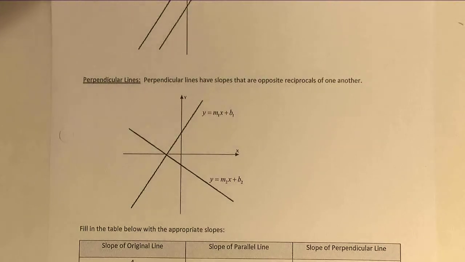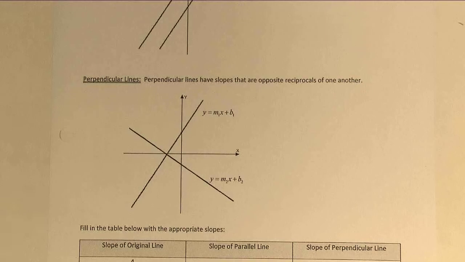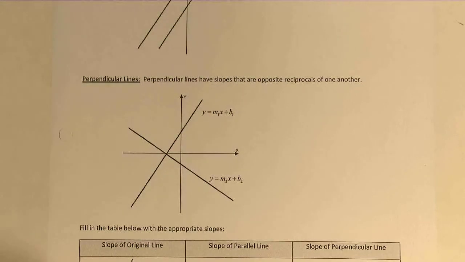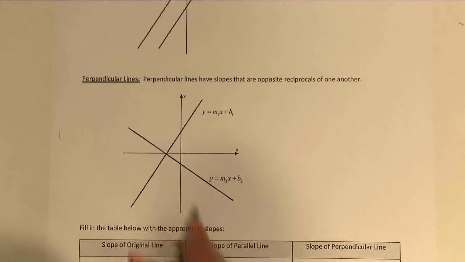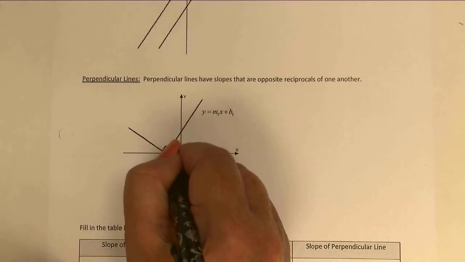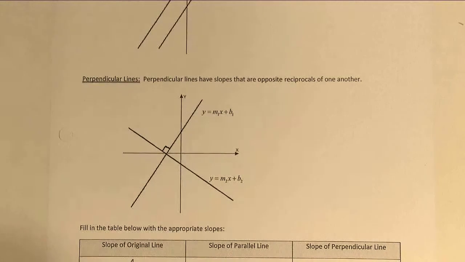The relationship between the slopes of perpendicular lines is a little bit more complex. Clearly they're not the same, they can't be or they'd be parallel. As I look at these two lines, they are perpendicular. In other words, there's a right angle. We often symbolize that with that little square in the corner.